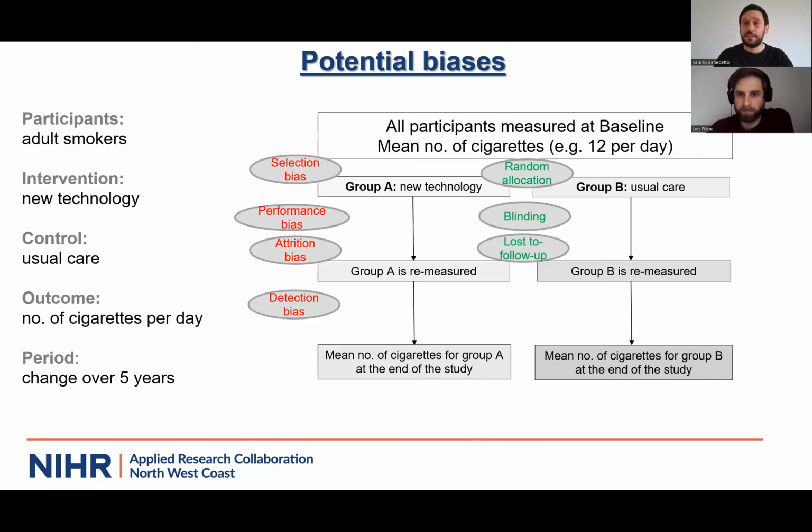And some of these might be, let's say, subjective. So it's important to blind the assessors in terms of the group allocation in order to avoid any bias in assessing subjective outcomes.